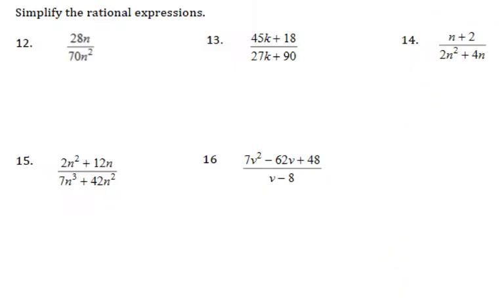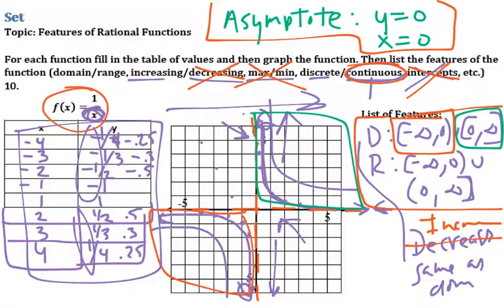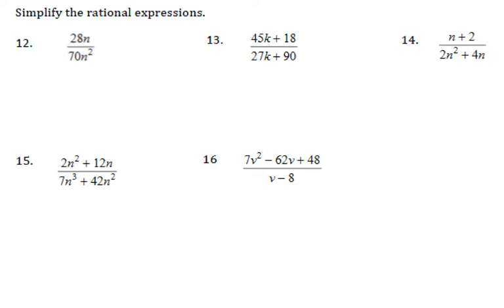So simplifying is just like we were simplifying over here, these fractions. So we've got to find what's the same. So a good idea sometimes is to kind of factor it out. 28, 4 times 7 times n. 70, 7 times 10 times n times n. Well, that 4 could be 2 times 2, right? So we could break that down further. 10 could be 2 times 5 times 7. So what's the same on the top and the bottom?